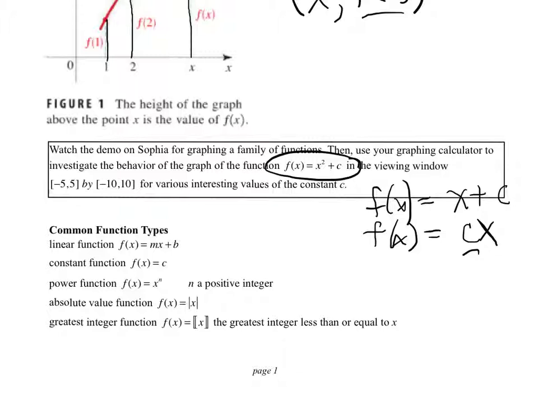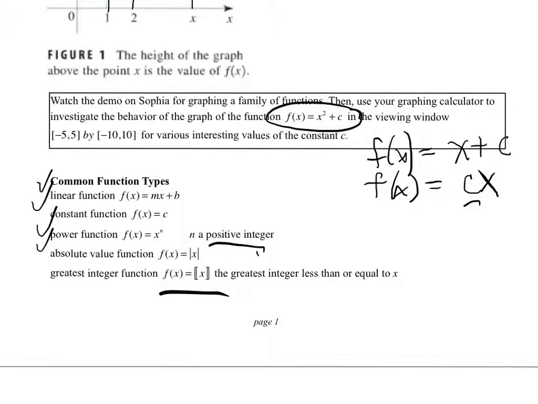And let's see, these common function types: you're already very familiar with the linear function, y equals mx plus b, and the constant function, y is equal to c, that's your horizontal line. Remember, it has slope 0. Power functions, x to a power, where the power has to be a positive integer. So the powers that are positive integers are 1, 2, 3, 4, and so on. Absolute value function, again one you're already familiar with, and then we studied a little bit about the greatest integer function in this section. So as we progress, you'll see some examples with that function.